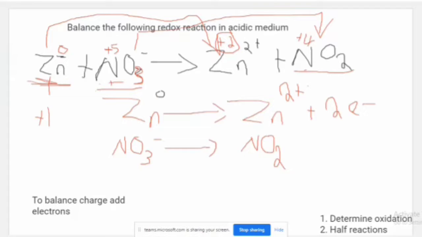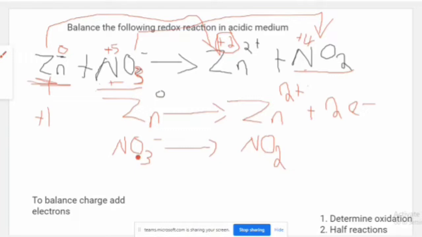So let's now balance the reduction half equation. We'll start with the number of atoms, then we'll balance charge. Let's start with nitrogen. How many atoms of nitrogen do we have on this side? One atom. Then this side, how many? One also. So nitrogen is balanced.